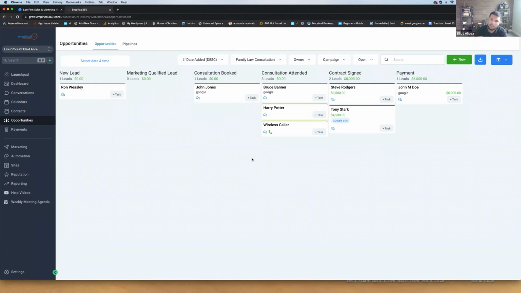So the way I have this set up is in a few different stages. We have the new lead stage. So every lead that comes into the firm goes into this stage.